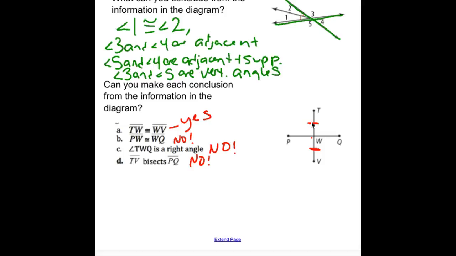Angle TWQ is a right angle. We cannot assume that something is a right angle, and it's not marked. It's not marked, so no. D, segment TV bisects segment PQ. You're saying that when you're saying something bisects it, you're saying that it cuts it up like that. Because I don't have those marks in the drawing, I cannot assume that to be true. So that is another no.